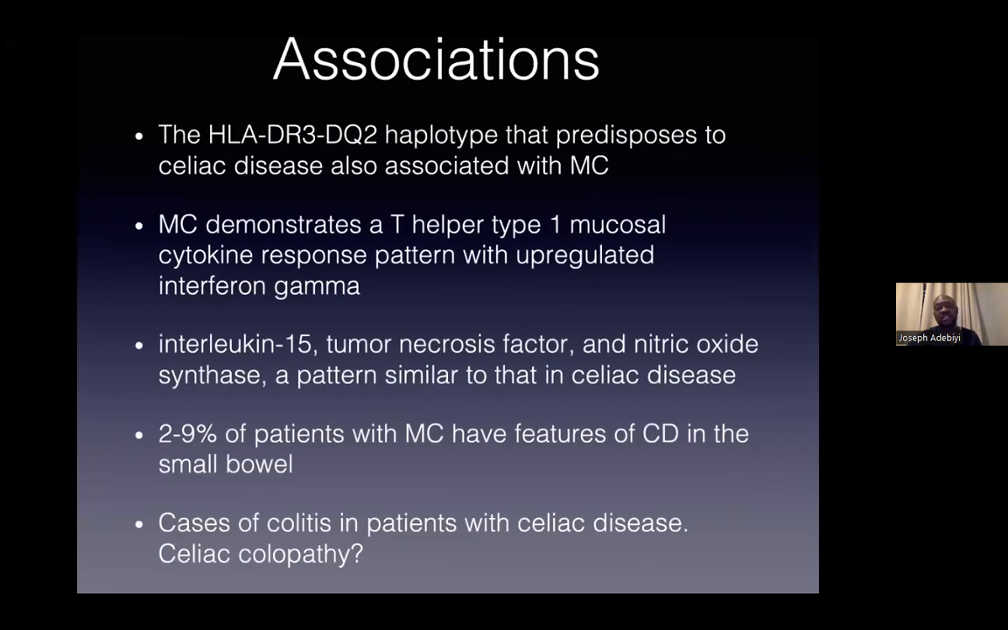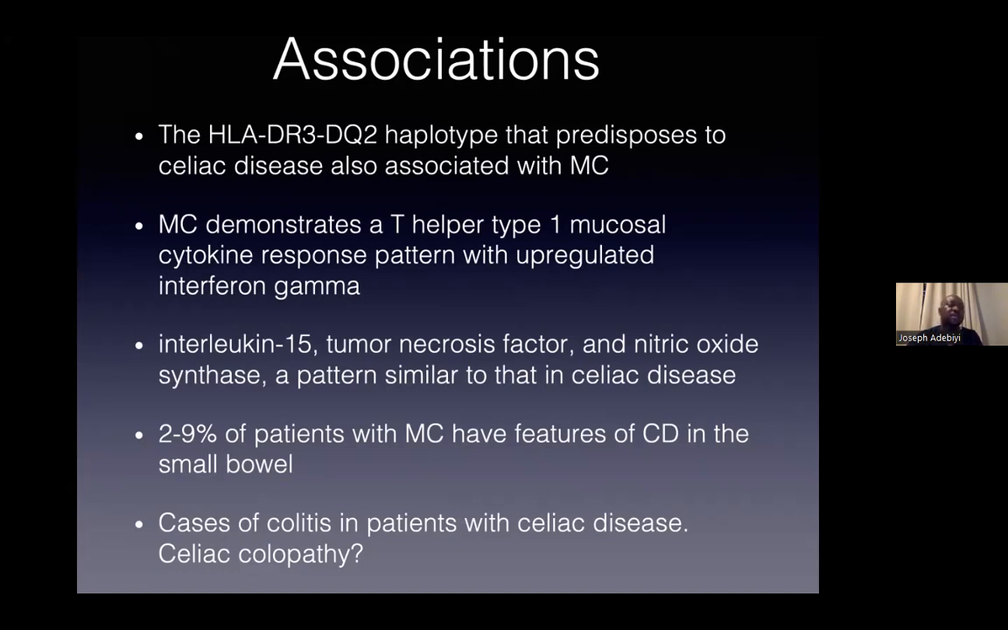Again, still talking about associations, like I said, it's a strong association with celiac disease especially, and the HLA-DR3 DQ2 haplotype, which predisposes patients to celiac disease, has been found in patients with microscopic colitis. And then certain inflammatory constituents like your T helper type 1 mucosal cytokines, your interferon gamma, interleukin 15, your tumor necrosis factor, your nitric oxide synthase, which have been implicated in the development of inflammation in patients with celiac disease, have also been found in patients with microscopic colitis, which again lends credence to a strong association between microscopic colitis and celiac disease.